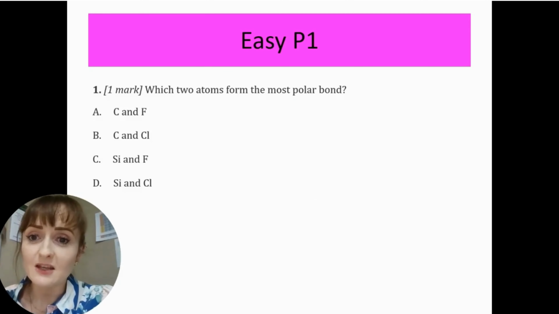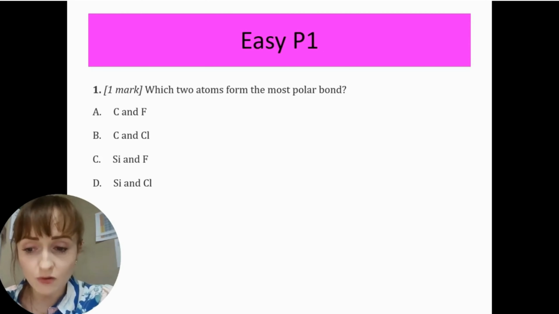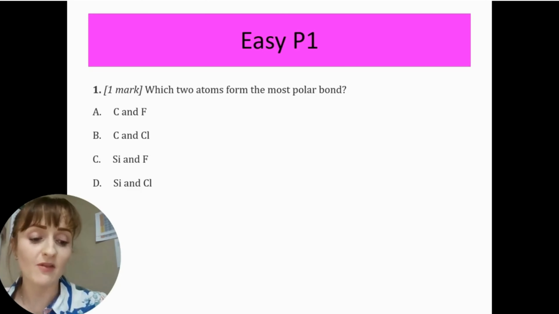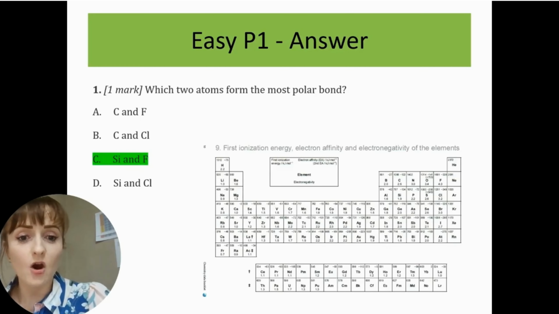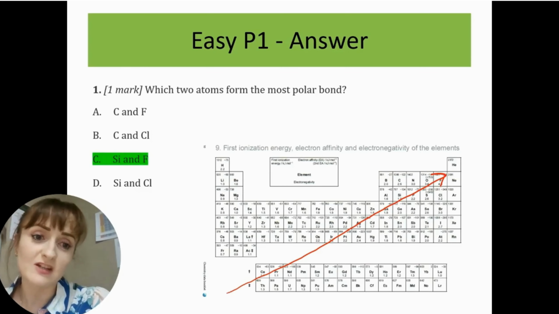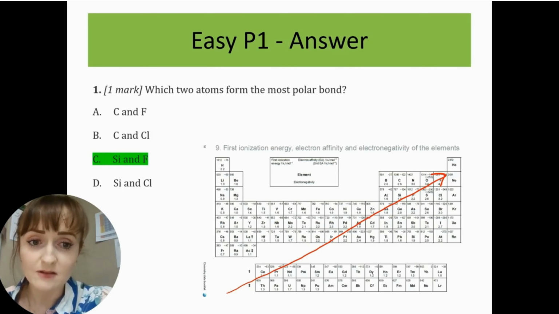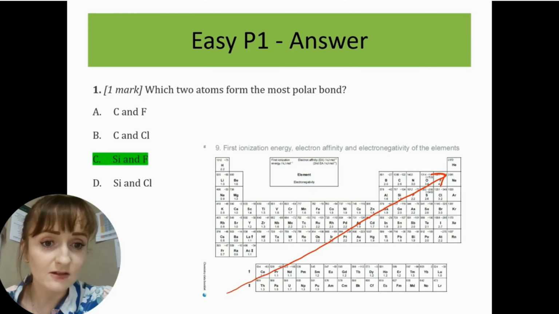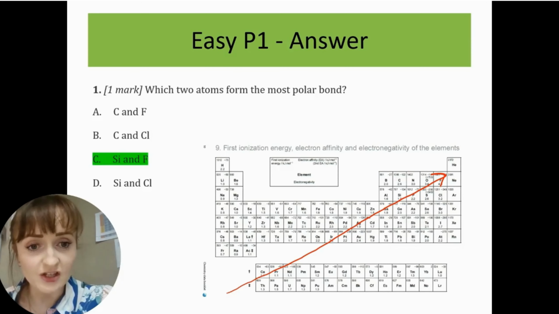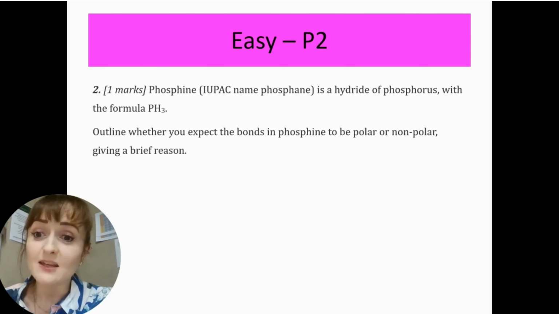An example of an easy paper 1 question: which two atoms form the most polar bond? Your approach when doing this should be to remember the trend that as you go up diagonally, the electronegativity increases. Then you try to find pairs of atoms which are far apart, not so far that they would result in an ionic bond.